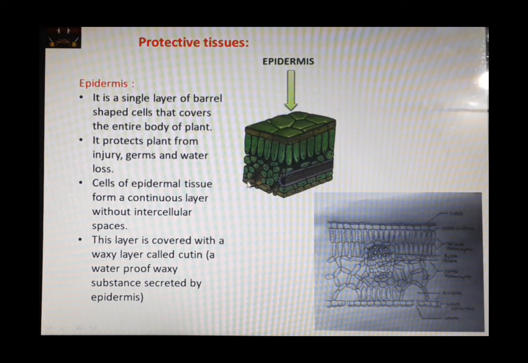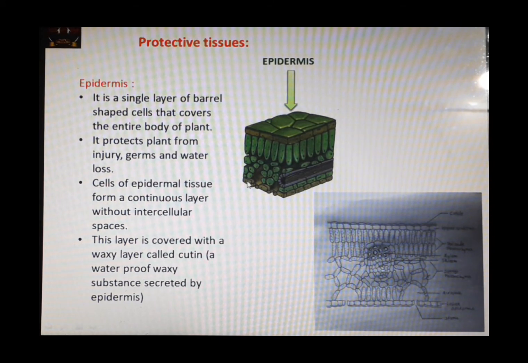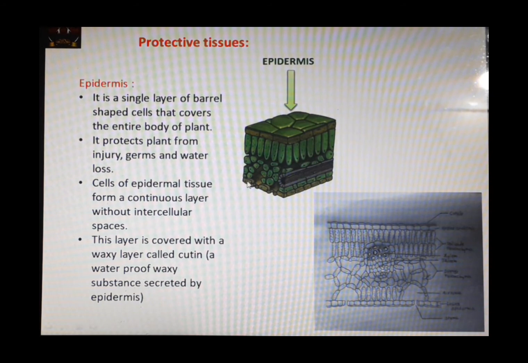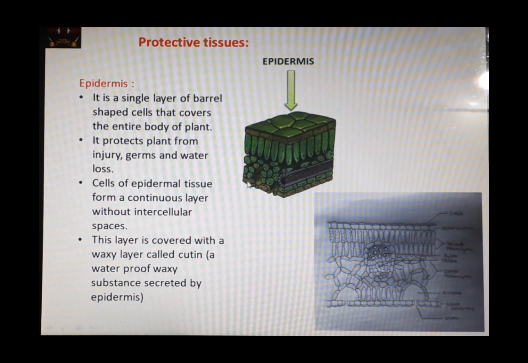We are in the last video of plant tissues. To start with, plant tissues are of two types, meristem and permanent. Permanent tissues are further classified into simple permanent and complex permanent. The examples of simple permanent tissues were parenchyma, collenchyma and sclerenchyma, and the examples of complex permanent tissues were xylem and phloem. And now we are in the last part of plant tissues under the heading protective tissues.